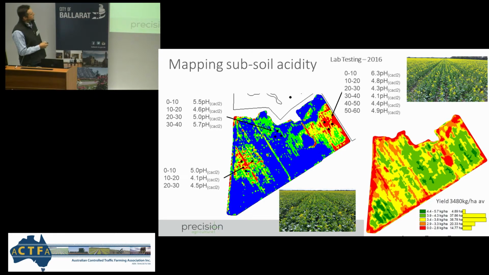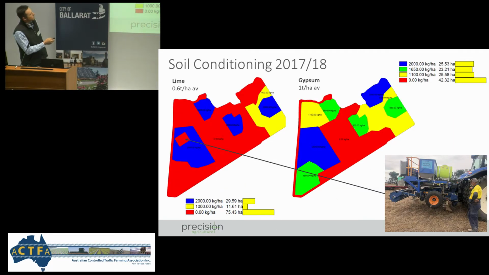Once we hit around about 25 centimetres, we normally touch clay in this zone through here. And once we get into our clays, our pH lifts quite significantly, up to a pH of at least 4.8. You can see the results there. So we've used those maps to build variable rate lime programs.